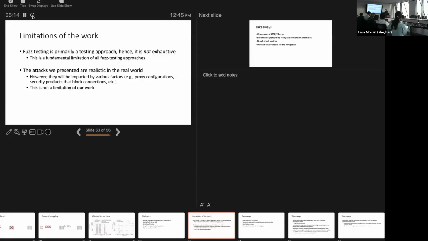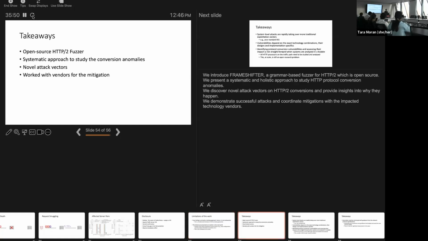The attacks we presented are realistic in the real world, and we showed it. You were able to exploit some of this stuff. But they will be impacted by various factors such as proxy configurations, security products that block connections, etc. So we had a lab environment, right? Maybe the proxy configuration we were using wasn't super realistic. We took default configurations, but maybe somebody's locking down that server. So some attacks that we report might not happen in a very specific setting, who knows, right? But this is not a limitation of the work. For at least the settings that we tested, we did find the issues.